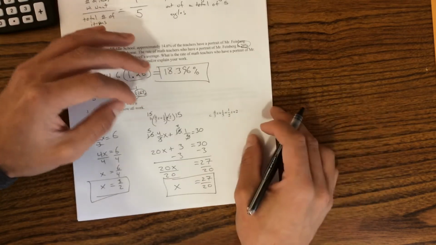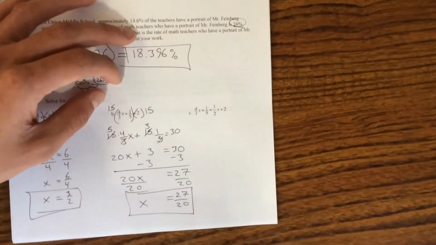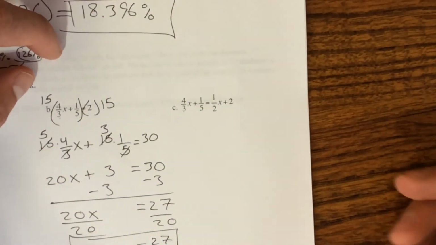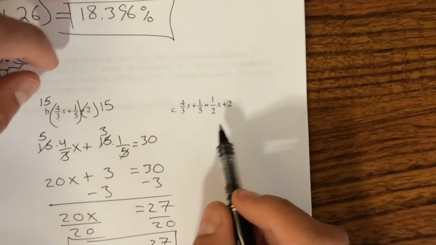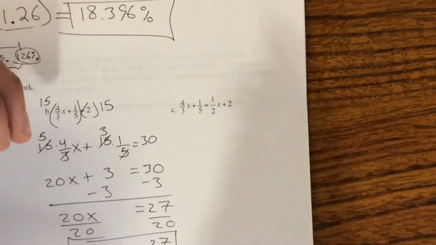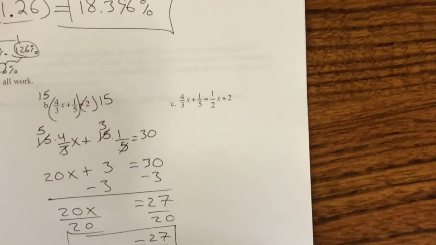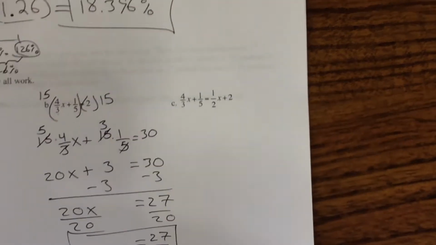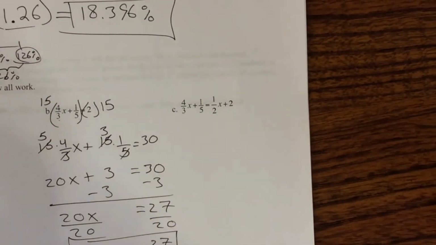All right, letter C. This is the one that's like what you're going to see on the test. So you have to be able to solve this. We've talked about it several times in class. I've told you this was on the last test. You know this is going to happen. We're going to have to get this down.